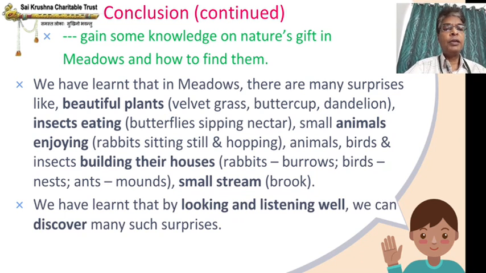We have learned that by looking and listening well, we can discover many such surprises. Right? Before that, we would not know. We were just going and crossing so many green areas, so many parks. We never thought there were so many surprises. Correct? This we have learned from this poet. The poet has taught us how to enjoy this, that is by looking and listening well. We have to keep a keen eye and a sharp ear so that we will be able to discover all such surprises.